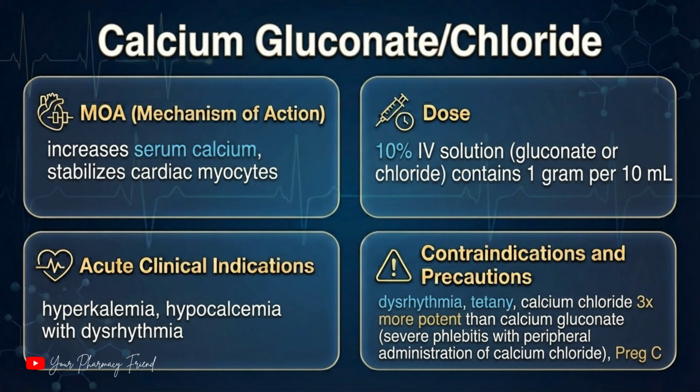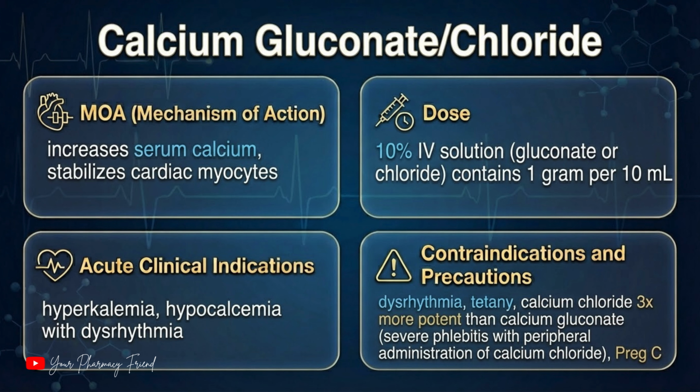Now let's review the dosing information. Both calcium gluconate and calcium chloride are commonly available as 10% intravenous solutions. A 10% solution contains 1 gram of the calcium salt in 10 milliliters of solution. These medications are typically administered intravenously in emergency situations where rapid cardiac membrane stabilization is required. Now moving on to the acute clinical indications.